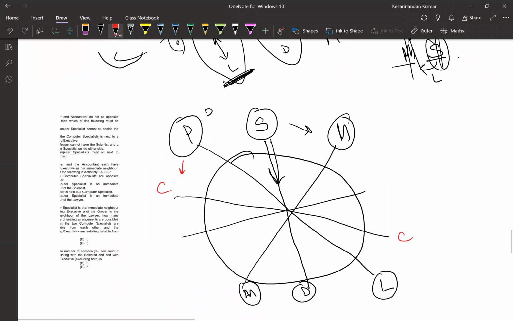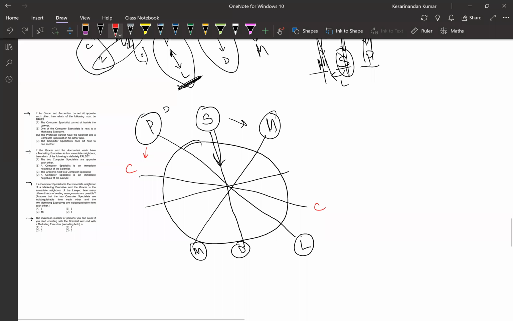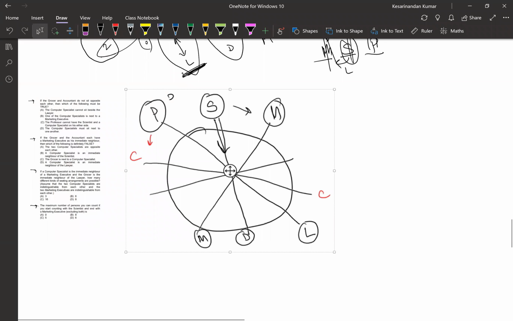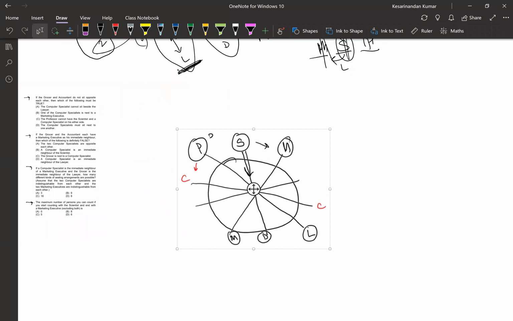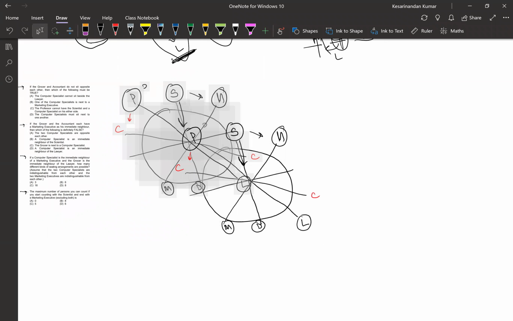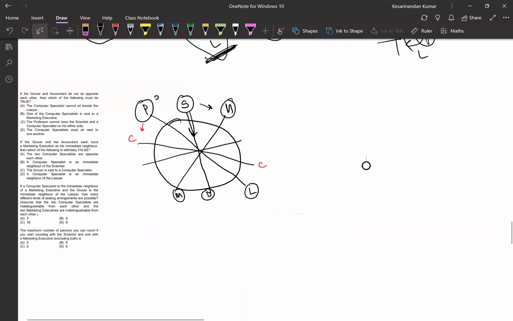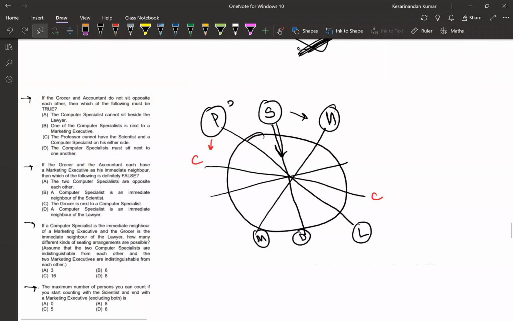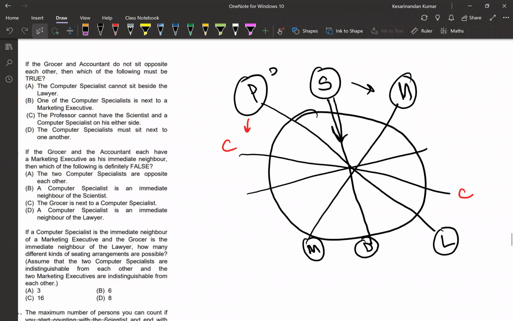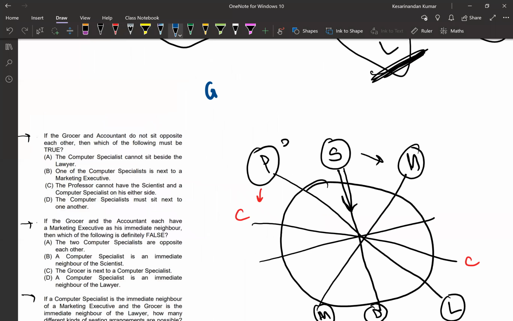Let me reduce this size. Yeah, computer it is. Now, if grocer and accountant, so we had the list. Who all are the remaining people? Grocer, the accountant, and the two computers. These are the 4 people remaining. The computer ones are temporarily filled.